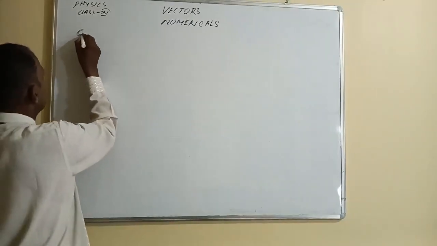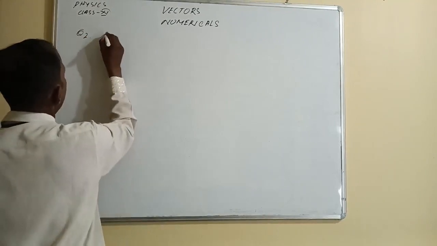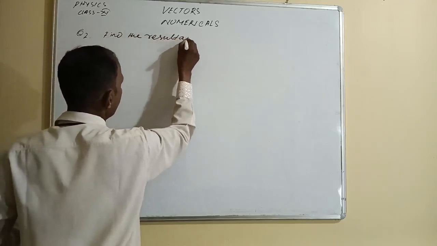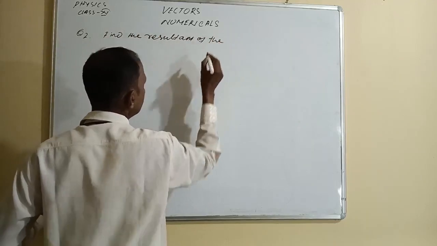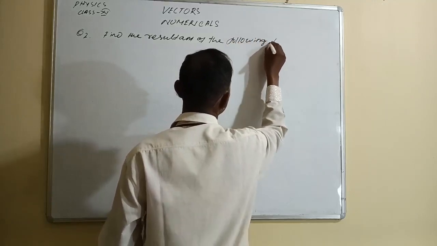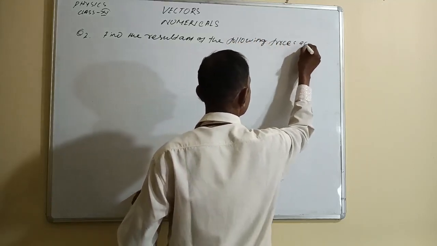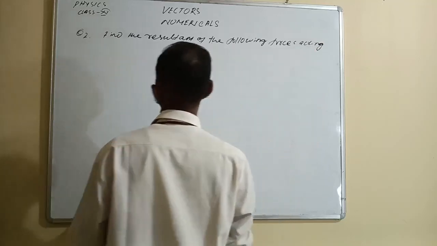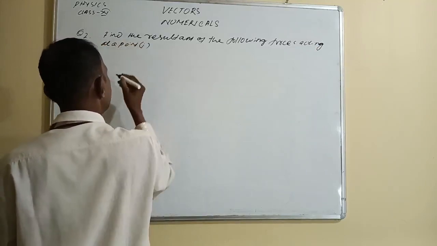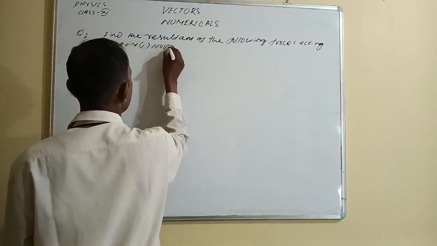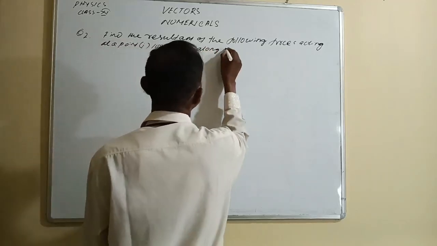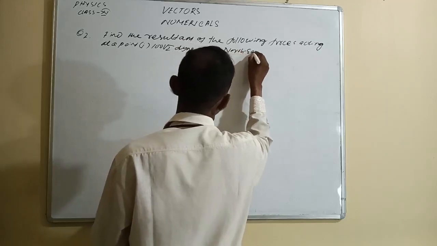Question number 2. Find the resultant of the following forces acting at a point. First force is 100 root 2 dyne along northeast. Okay.